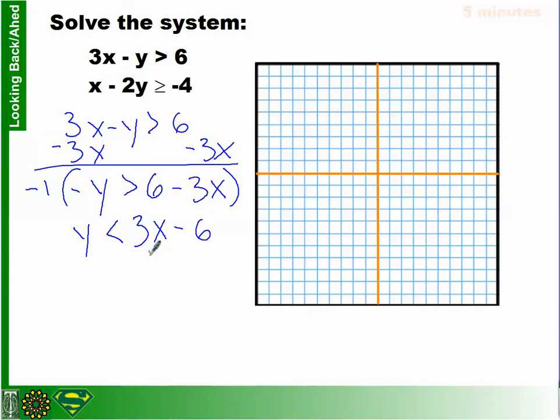So I'm going to plot the y-intercept, which is negative 6. So we'll go down into the negatives. 1, 2, 3, 4, 5, 6. Put a dot. And now my slope is 3x. That means, sorry, my slope is 3, not 3x. So that means I'm going to go up 3, to the right 1. 1, 2, 3, right 1. 1, 2, 3, right 1. And so I can go ahead and graph my line.